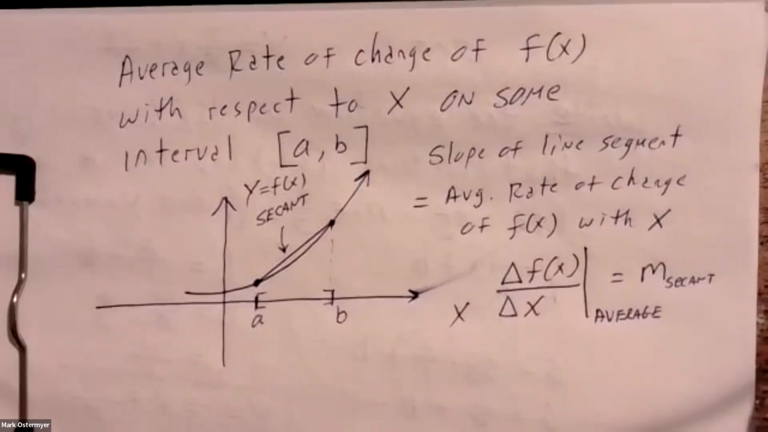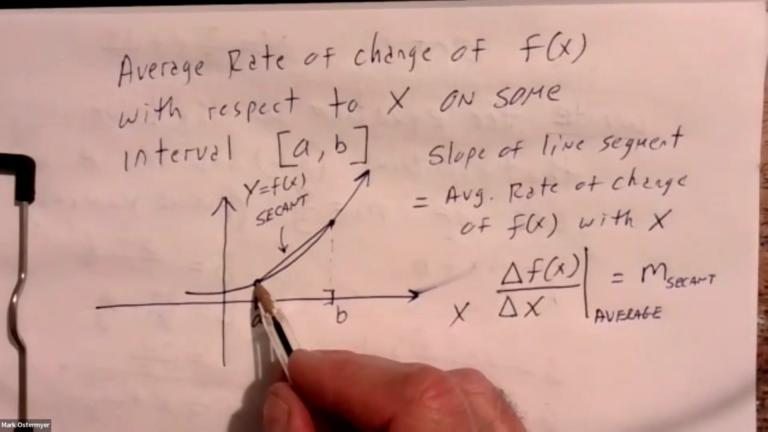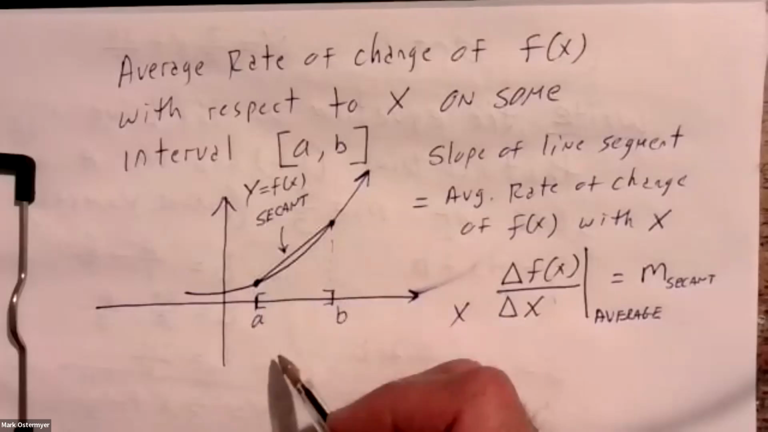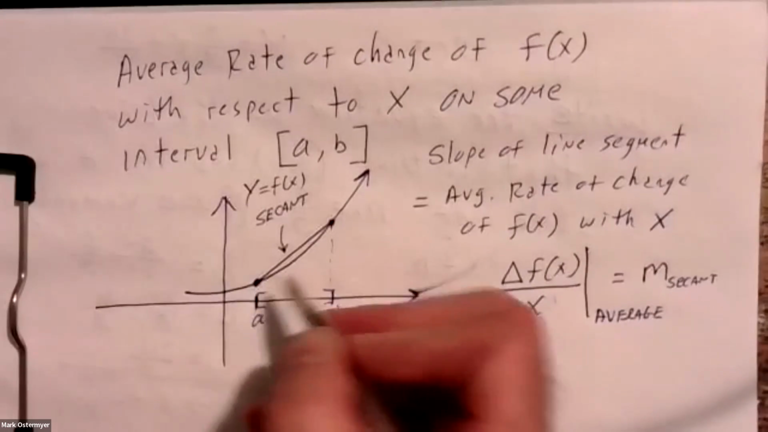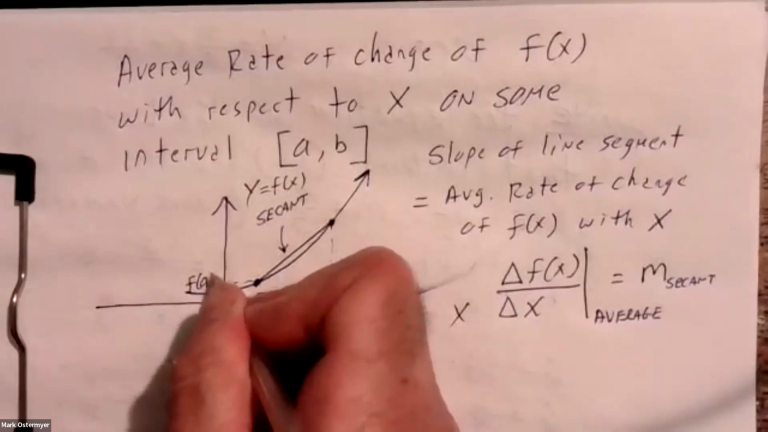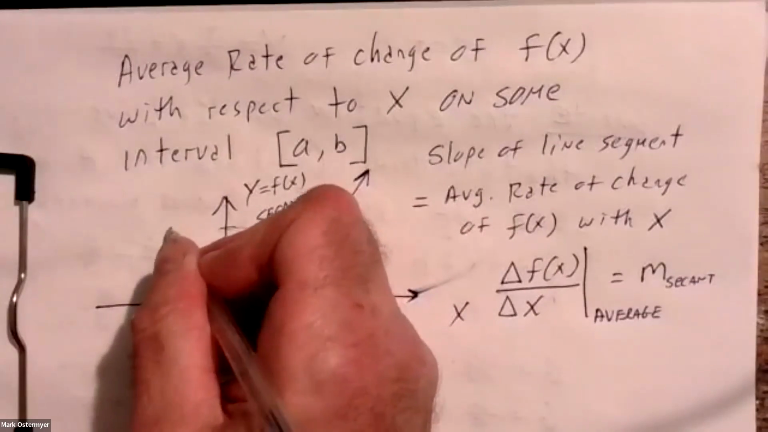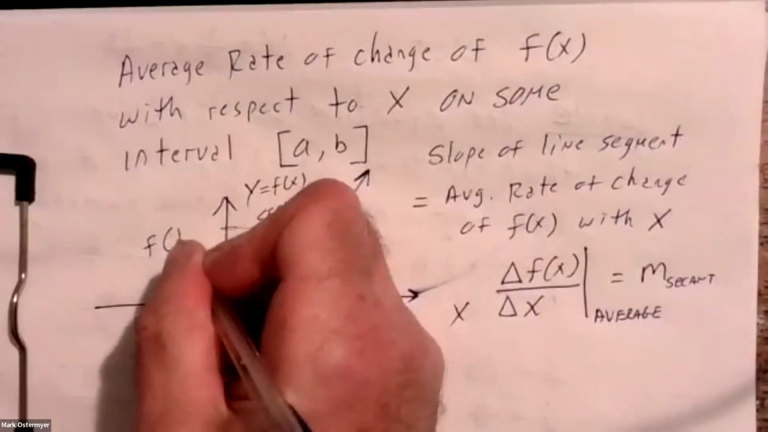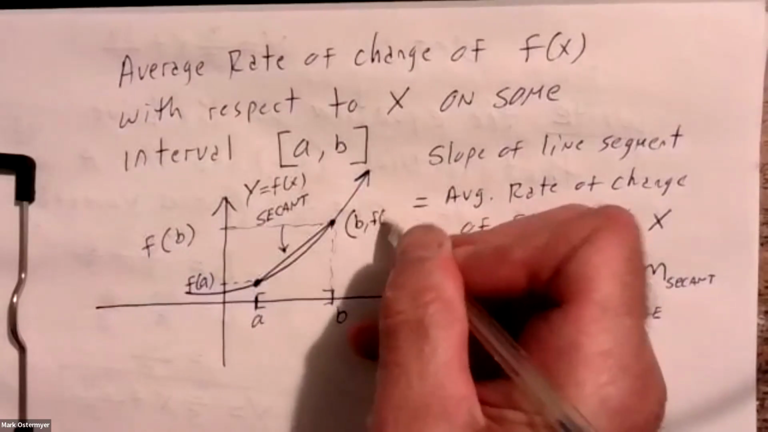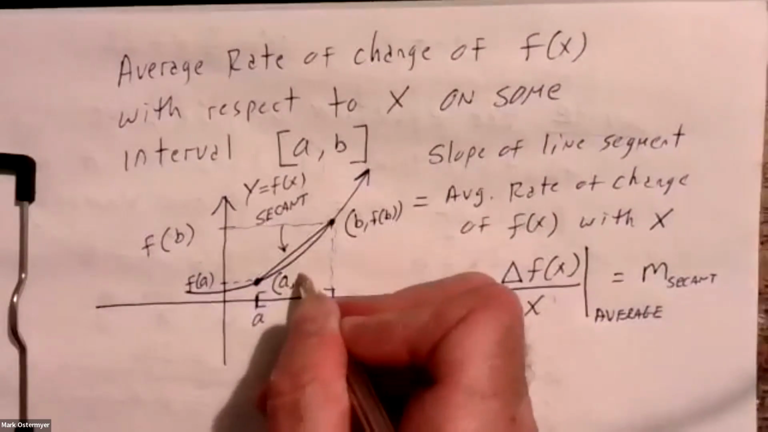Well, how do we find the slope? To find the slope, we need two unique points on our line, on this secant line, this line segment here. We got 2 points. We got A, and the y coordinate would be f of A. And we got this point B, whose y coordinate would be f of B. So this point here is going to be B, f of B. And this point here, its ordered pair address is going to be A, f of A.